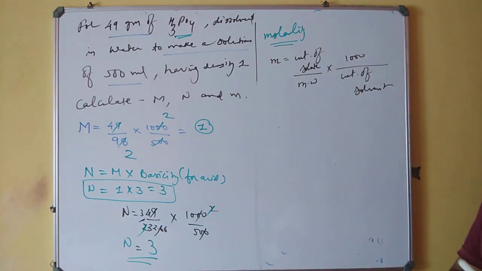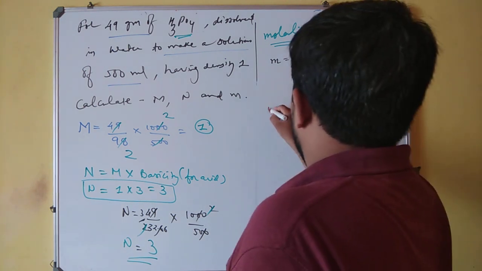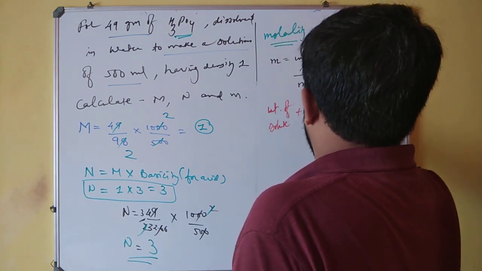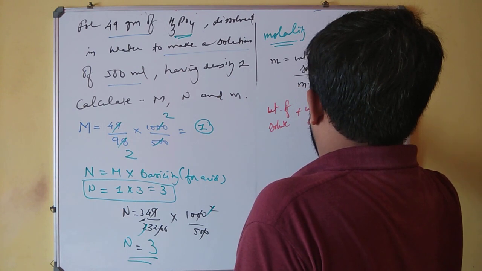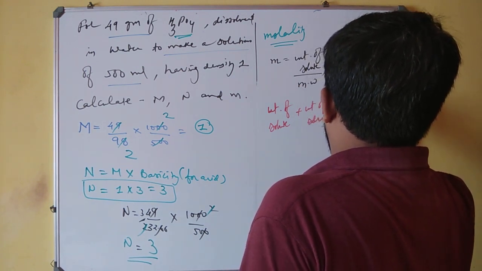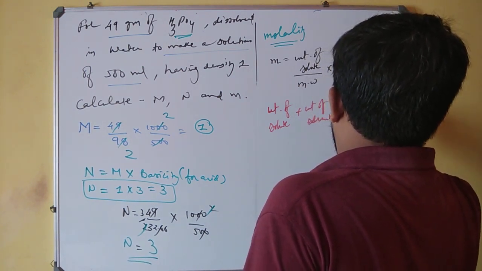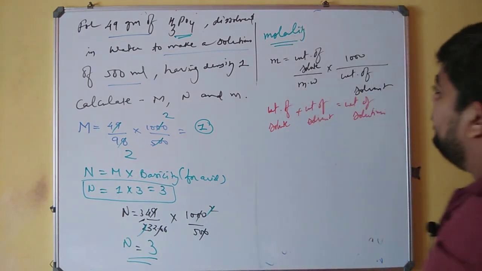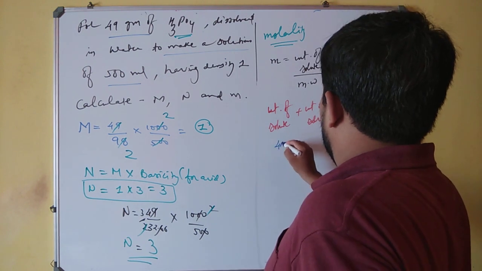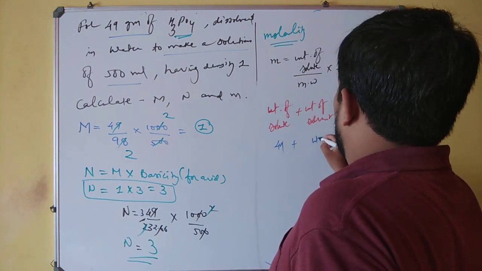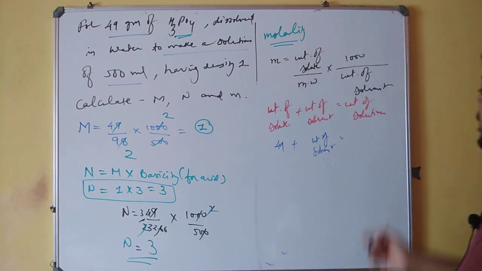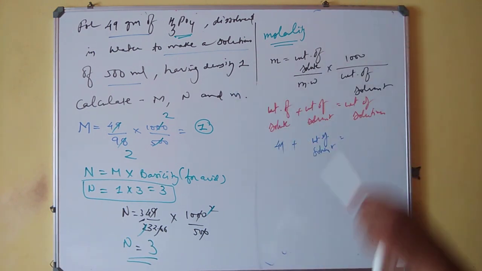Now comes the question: you do not have the weight of solvent, so you are supposed to find it out. You have the equation weight of solute plus weight of solvent is equal to weight of solution. Over here, weight of solute is 49, weight of solvent is to be found out, and you do not have weight of solution but you have volume of solution.